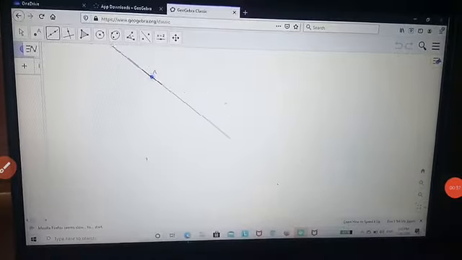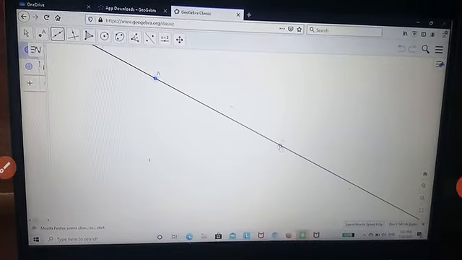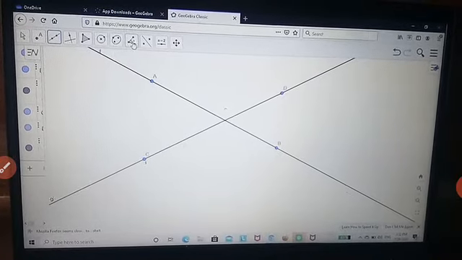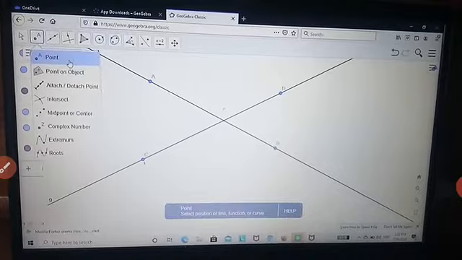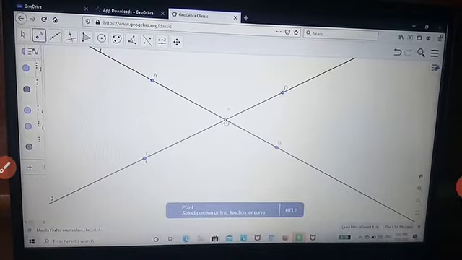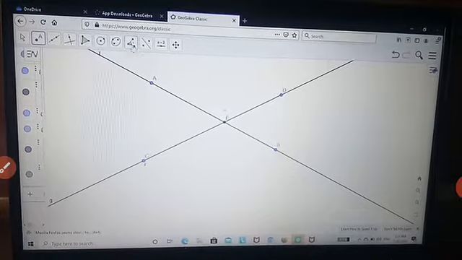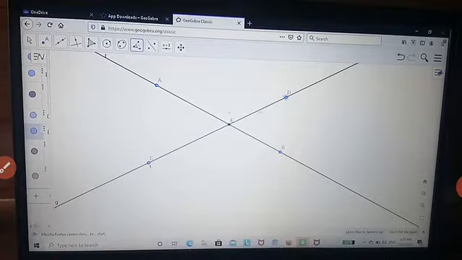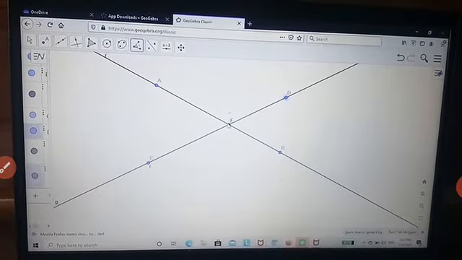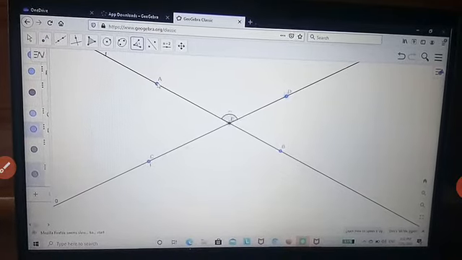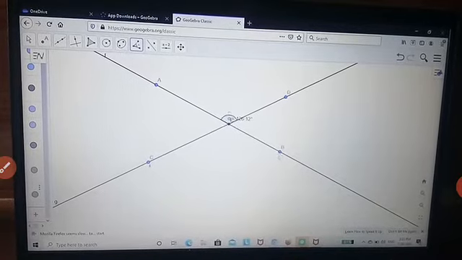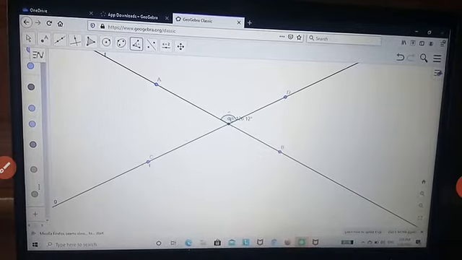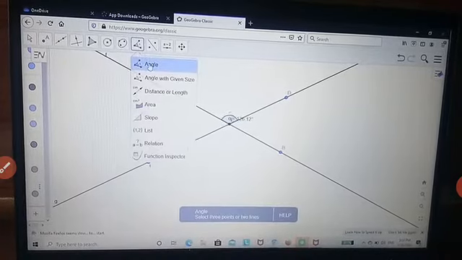So let us take a line AB and another line CD which intersects line AB at point E. Now let's measure the angles formed by these two intersecting lines. I am measuring angle DEA and angle CEB.